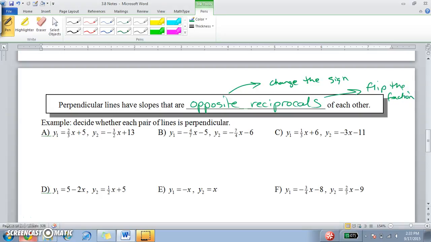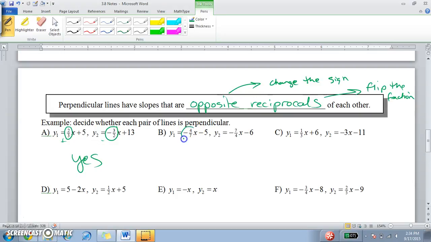Okay, so deciding whether or not each pair of lines is perpendicular. This line has a slope of 2 over 3. This line has a slope of negative 3 over 2. So this one's positive, this one's negative. They are opposite of each other. And they're also reciprocals because the reciprocal of 2 over 3 is 3 over 2. So yes, these lines are perpendicular.